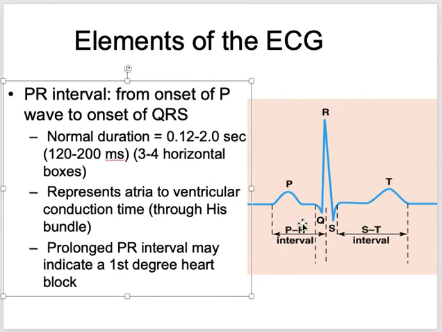So now, by the way, sorry, this one should be 5, okay? Because 200 milliseconds is 5 horizontal boxes, right?